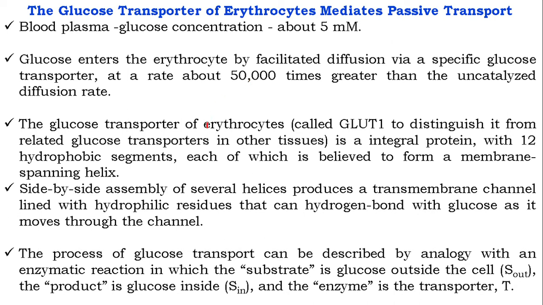Glucose transporter is actually given the name GLUT, and this GLUT has different numbers: GLUT1, GLUT2, GLUT3, etc., depending upon the tissue and the cell upon which it is present. When it is present on the erythrocyte membrane, we call it GLUT1. And this GLUT1, the glucose transporter of the erythrocyte membrane, is an integral protein with 12 hydrophobic segments, and each of them is forming a membrane spanning helix.